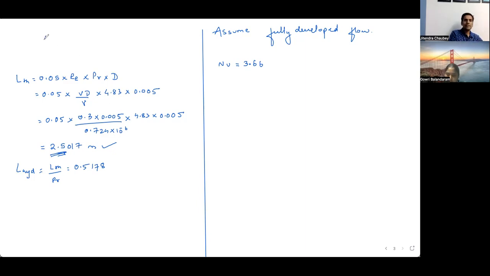We got Re less than 2300, right? Re was 2070, so less than 2300. Hence the flow is laminar, correct? If you haven't calculated, just use a calculator and check whether the value is less than 2300 or not. That's the limiting value for laminar flow. We have discussed already. If more than 4000, it is taken as turbulent. If less than 2300, taken as laminar.